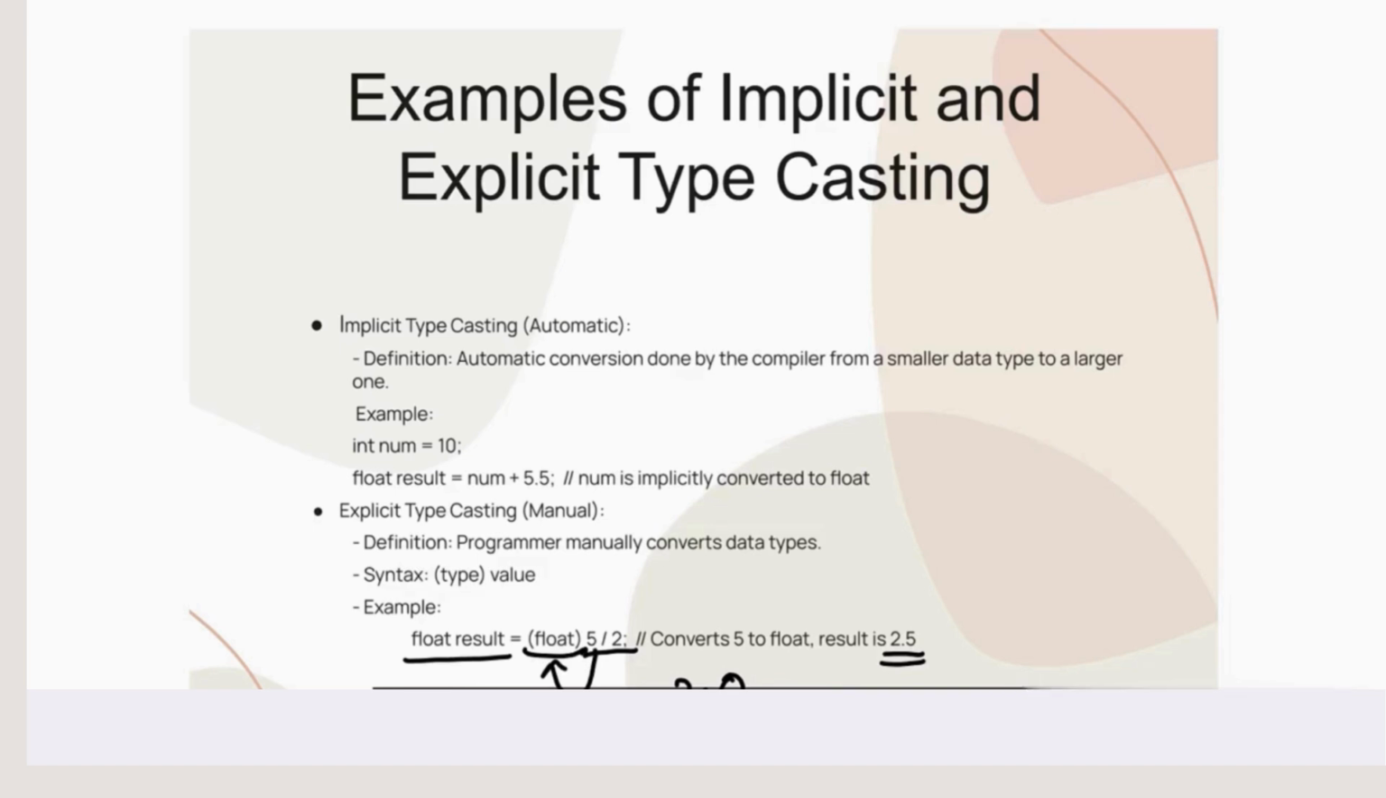Now here the expression becomes 5.0 divided by 2, which will give a complete division of 2.5 as a result to the result variable. This is called explicit typecasting. So implicit typecasting is done automatically and explicit typecasting has to be done manually.